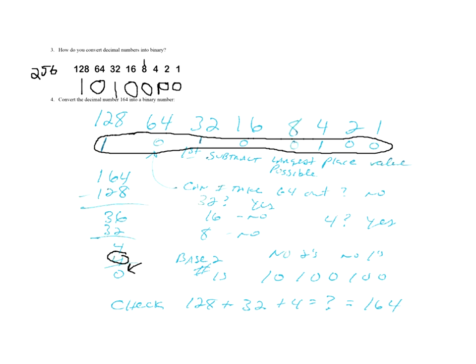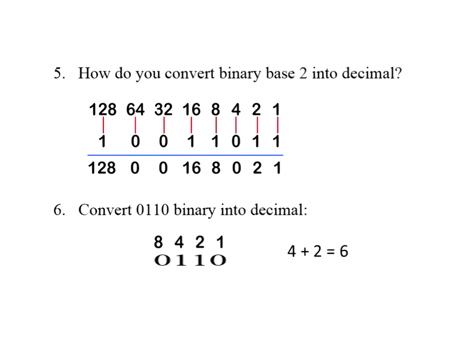Okay, let's move on here. How do you convert binary base 2 into decimal? Well, it's exactly the opposite. First, I write down the place values that I have here, all the way out, for every number that I have. So if I had this number, 1, 0, 0, 1, 1, 0, 1, 1, I write that in order in the place values. And what do those numbers tell me? They tell me how many of each of this quantity that I have.